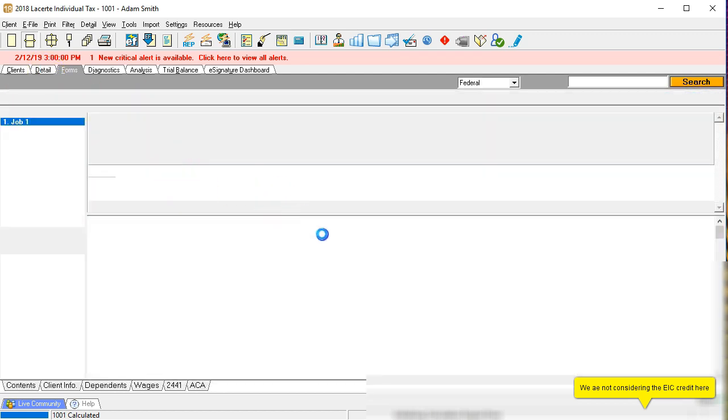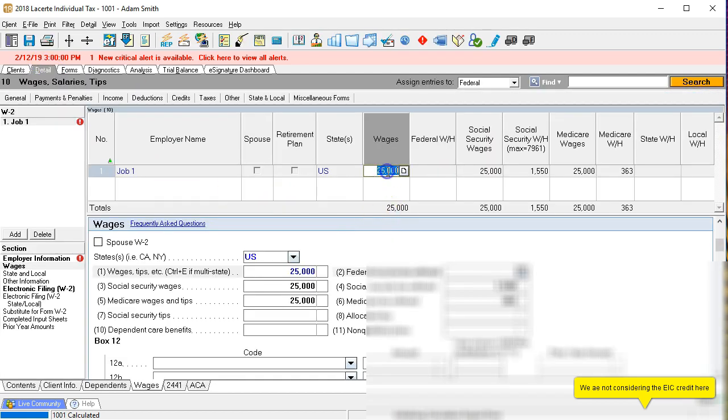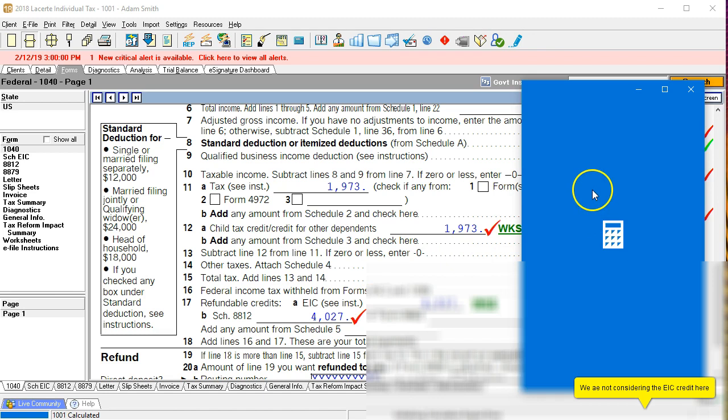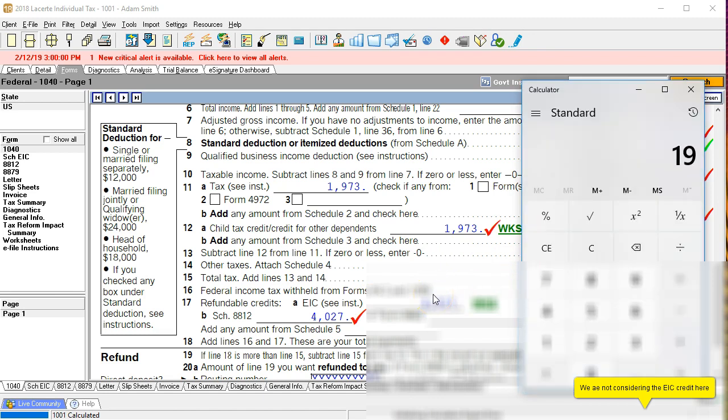And so if we go back over, we say, all right, how about 30,000? We're going to say back to the forms. So that would give us a liability here of 1973, bringing us the credit of 1973. And now we're at 4,027 on the additional child tax credit. 1973 plus 4027 is our 6,000. So these two now adding up to basically the 6,000.